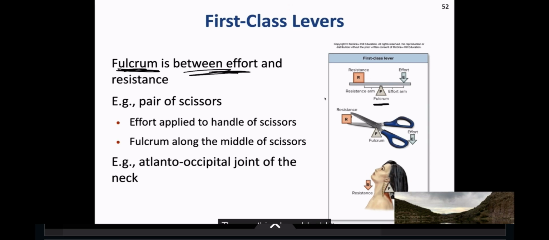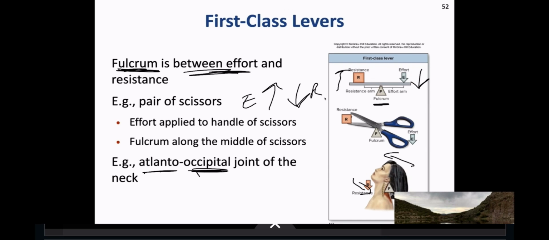The one thing I would add is the effort and resistance move in different directions, right? If one side of this teeter-totter goes up, the other side goes down. An example in the body is basically your skull, your occiput on your top vertebrae. If you think about it, if your chin goes down, your head goes up. If your head goes up, your chin goes down. First class lever, fulcrum in between.